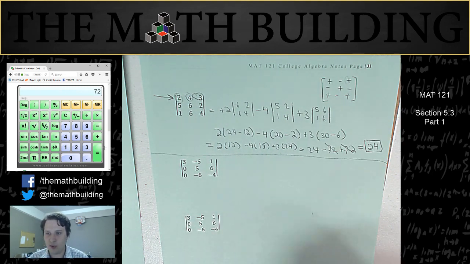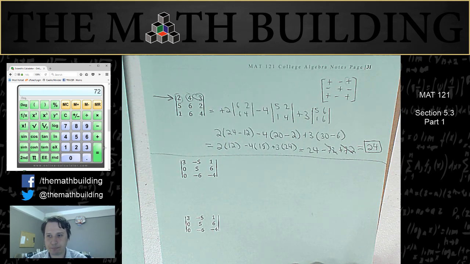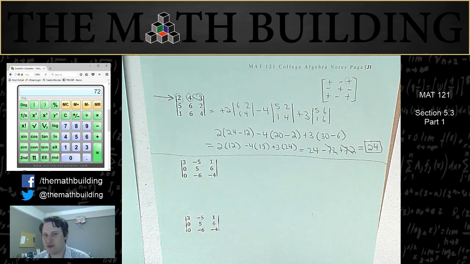So that's pretty cool. And hopefully you understand now how to find the determinant of a 3 by 3 matrix. I'm going to go ahead and stop this video here, and we will do example 2 in the next video, because there's actually a special trick you can do to make this a little easier. I'll see you there.